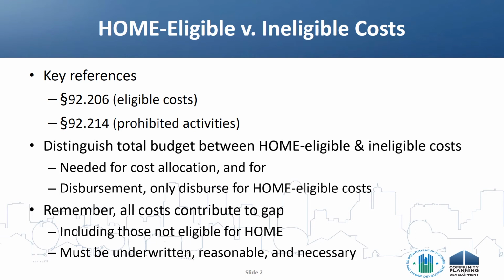So just because home can't pay for a given cost doesn't necessarily mean that item can't be included in the overall budget. At the same time, however, the fact that home isn't specifically paying for a given item doesn't relieve a PJ from evaluating whether that cost is reasonable and appropriate. Home is fundamentally intended to provide gap financing, so any cost that is unreasonable or excessive adds to the gap that home is ultimately filling, no matter which specific items home is dispersed toward.